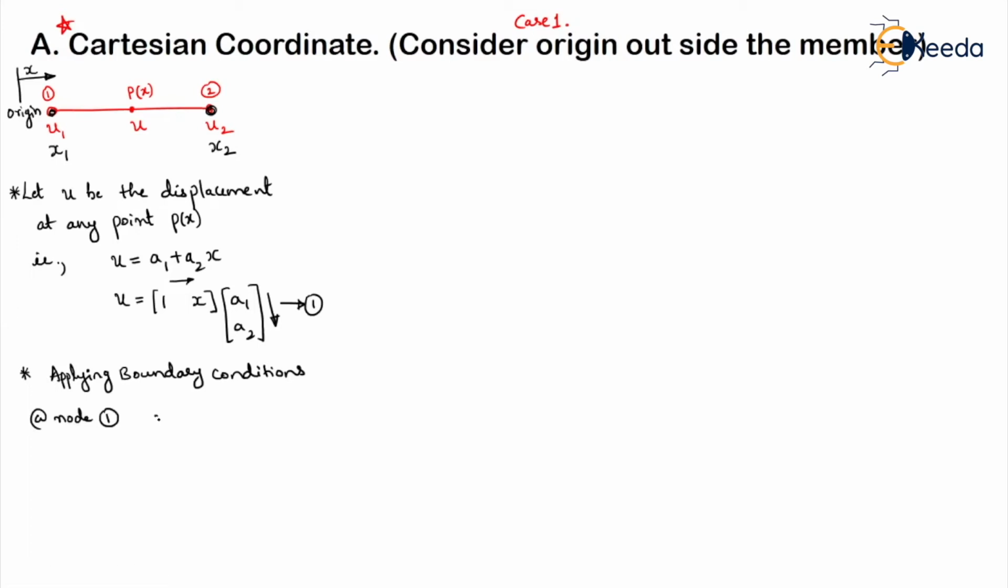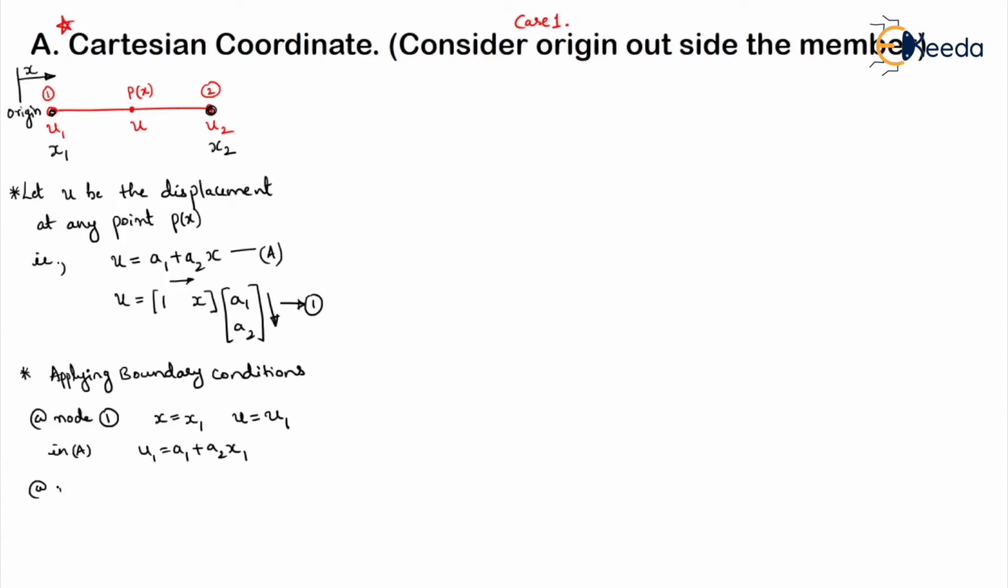Okay, so now at node 1, what is the value of x? x is equal to, see, what is the value of x at node 1? x1. And what is the value of u at node 1? u1. Right, so now if you substitute this in this equation, say I'll call this as capital A. So if you substitute this in A, what will happen to that? u1 is equal to a1 plus a2 x1.